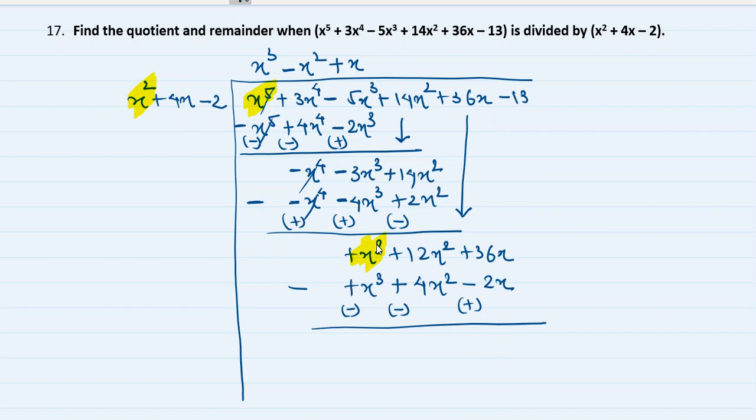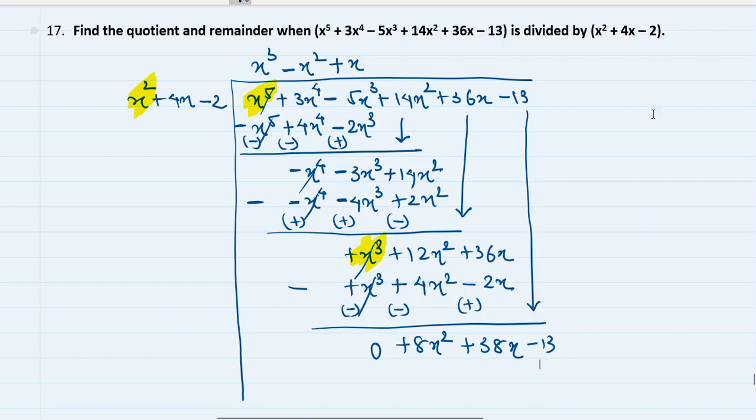x cube minus x cube will get cut. You get 0 over here. Plus 12x square minus 4x square will become plus 8x square. Plus 36x plus 2x will become plus 38x. And this minus 13 will be brought down. Okay.